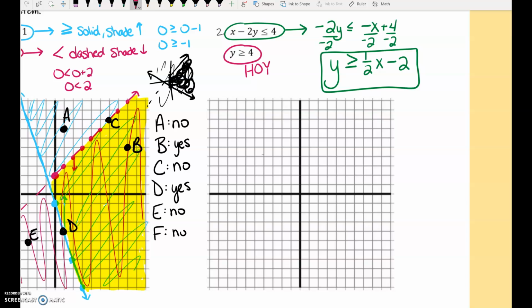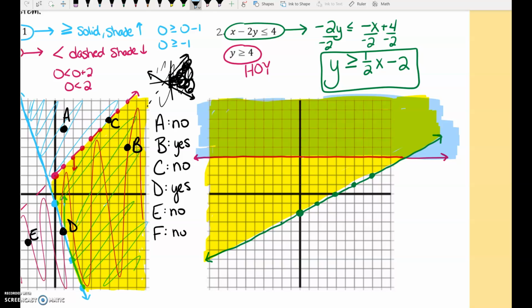If you're watching the video, pause the video. The line has a y-intercept at -2 and a slope of 1/2. Solid line, shade up. So that's the yellow highlighter that I used. Then the horizontal line is a horizontal line at 4. It is a solid line and it's shaded up. I used blue for that.